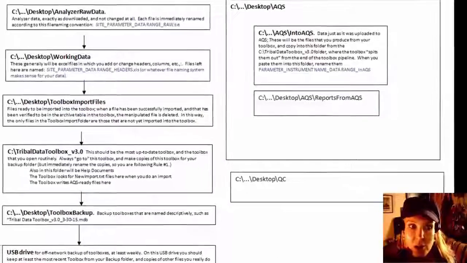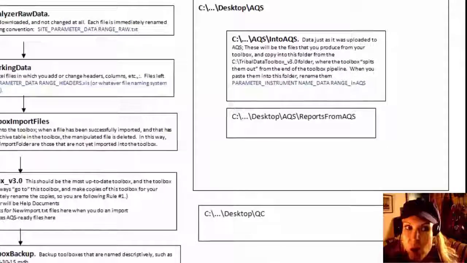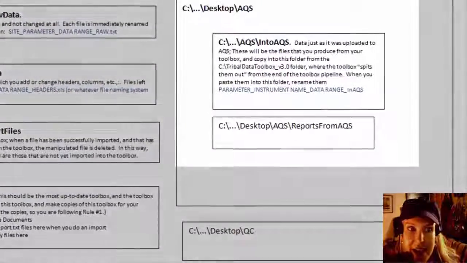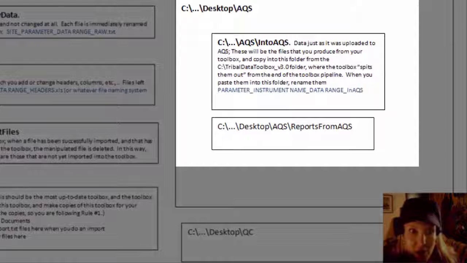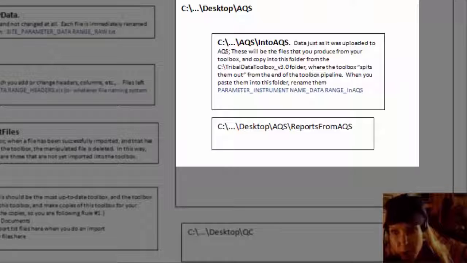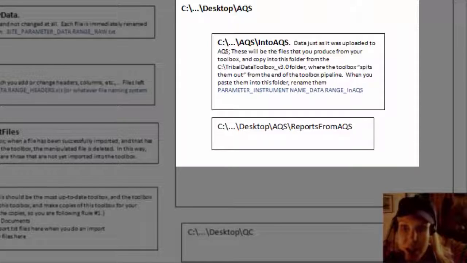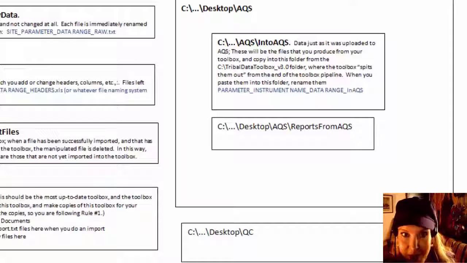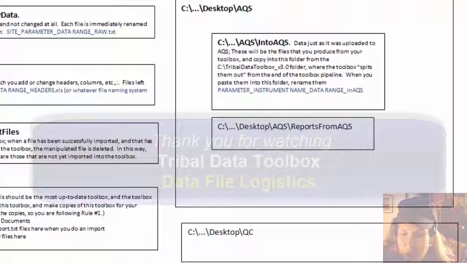Then you could see that there's also another two folders. One is labeled AQS, and within that AQS folder, we have various folders like data to go into AQS and reports from AQS, and a folder for this data is already in AQS. And again, if you have a different system, do what works for you. Just be consistent and write it down in your database logbook.